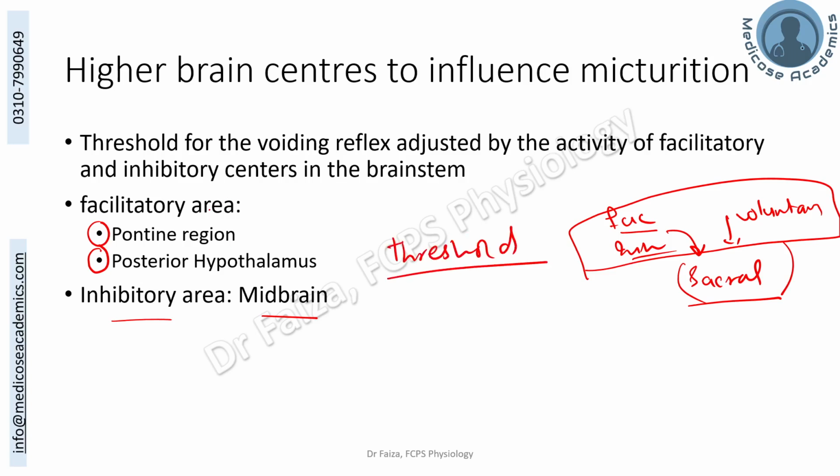For example, if facilitatory areas are more active, they will decrease the threshold and the micturition reflex will be initiated at a low volume of urine in the bladder. Whereas in case of hyperactivation of inhibitory areas, the threshold will be increased and there would be accumulation of much larger urine volume in the bladder before the micturition reflex is initiated. What we have discussed by now is the normal micturition reflex, in which the facilitatory and inhibitory areas are kept in a balance.